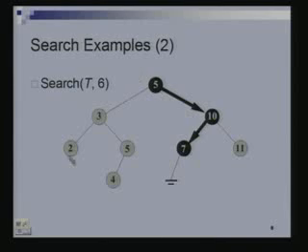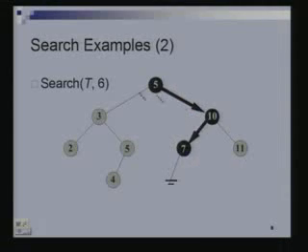Suppose we have the same example, but now we are searching for 6. So we come here, 6 is larger, so we go right. Then we compare 6 with 10, 6 is smaller, so we go left. Then we compare 6 with 7, 6 is smaller, so we try to go left, but the left child is null, so it's not there.